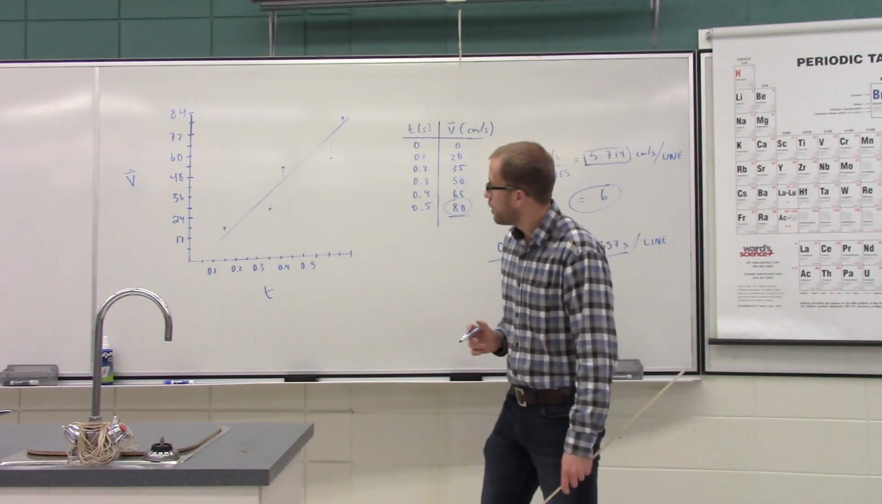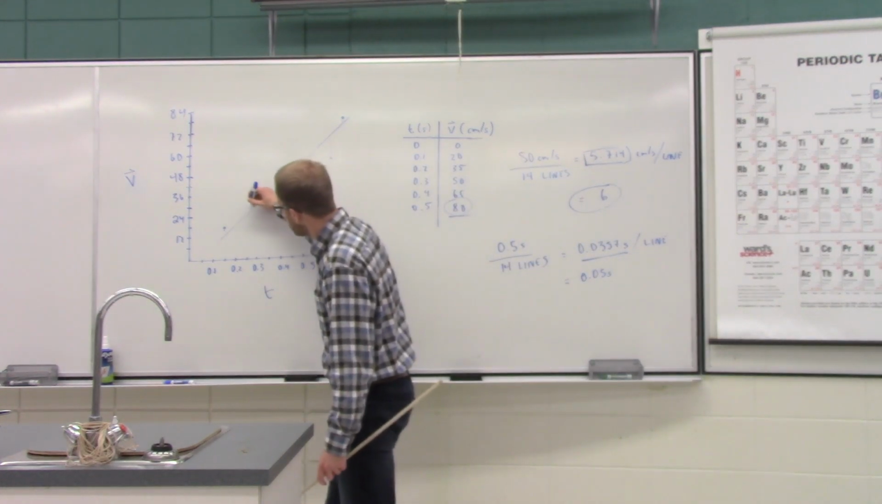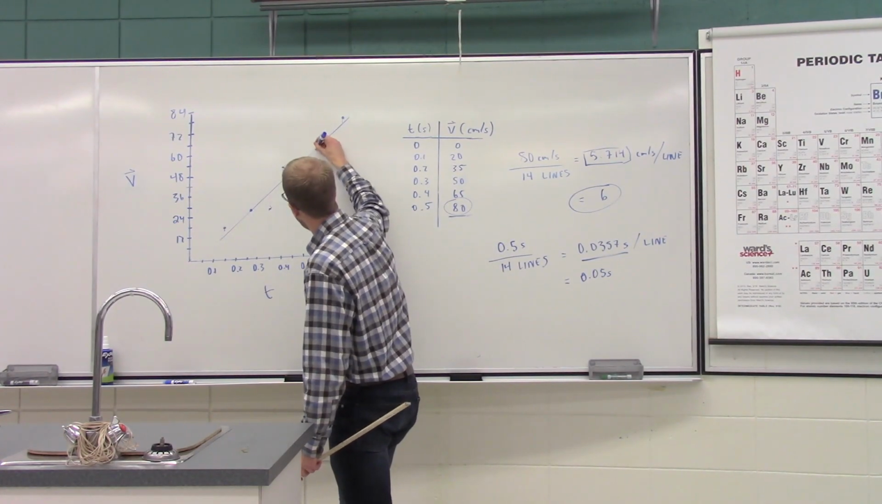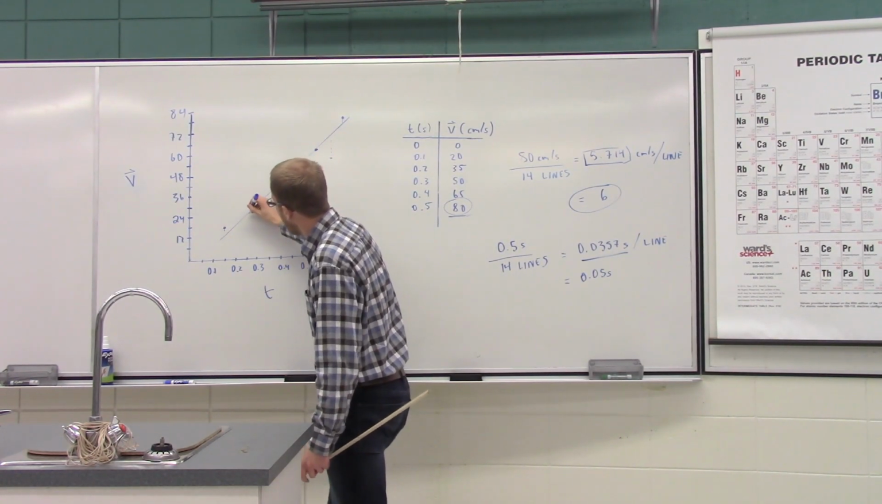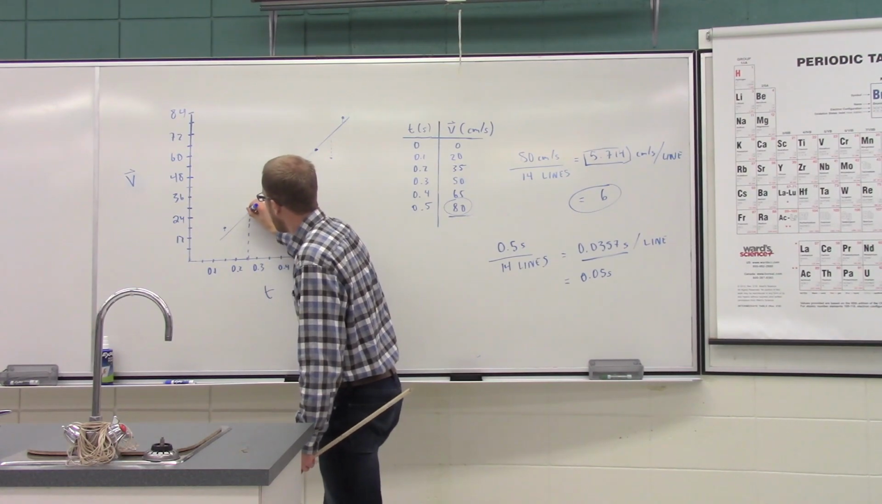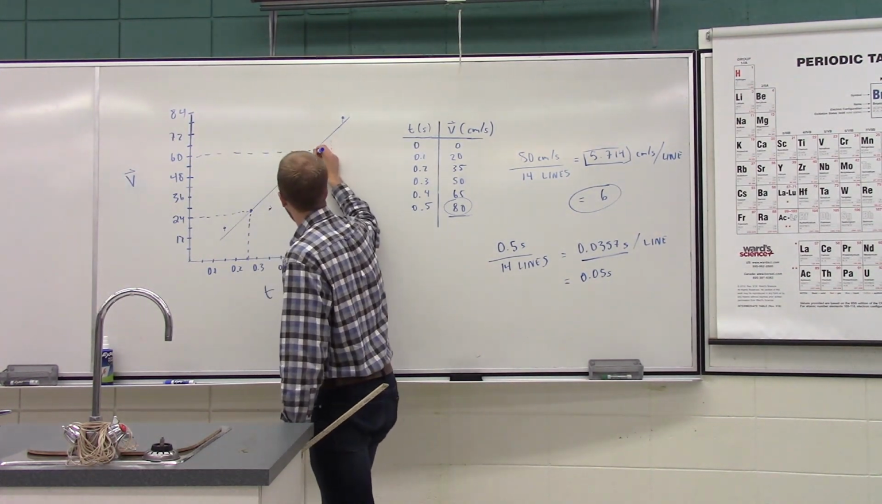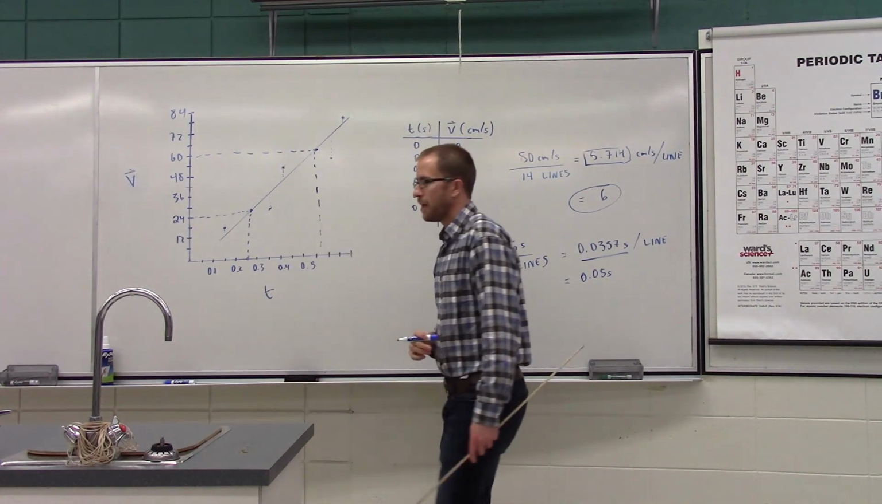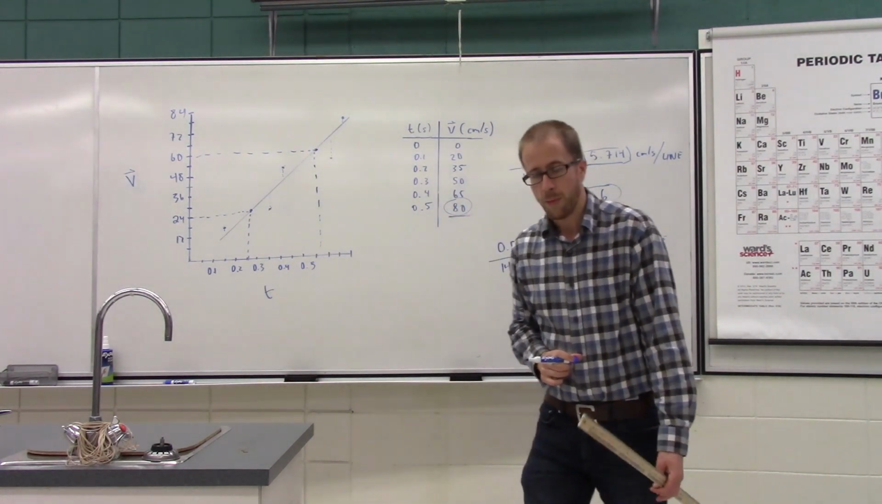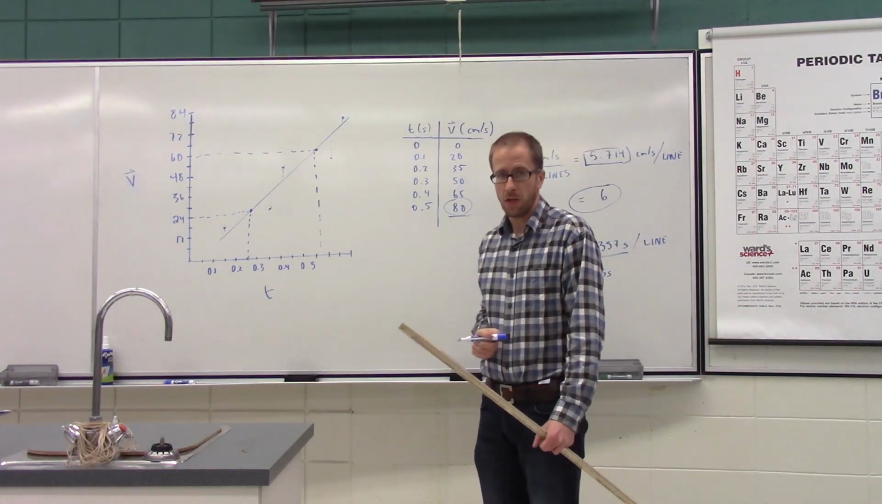And to do that, you want to choose 2 points on your graph, 2 points on your line that will line up nicely with your x and your y, and use those to calculate the slope of your line, because your slope is your acceleration.